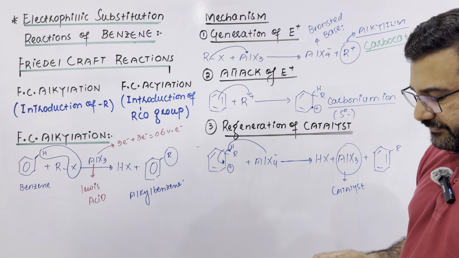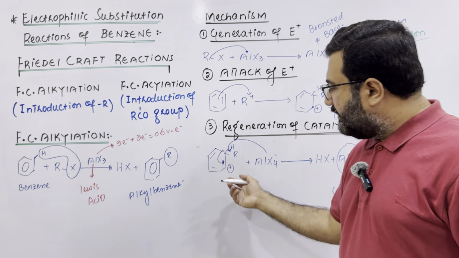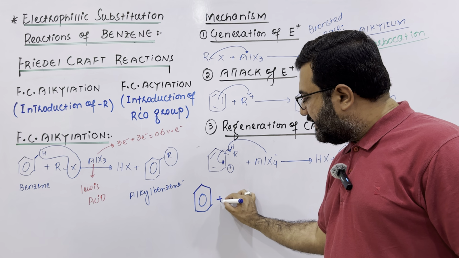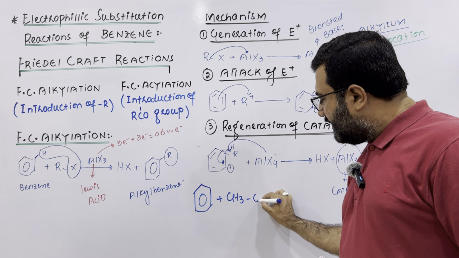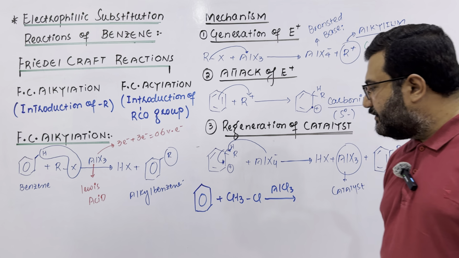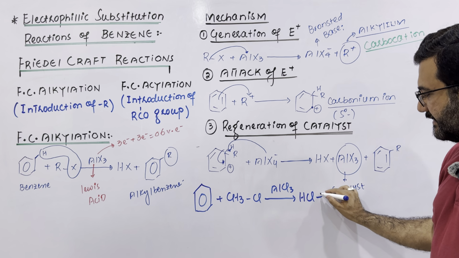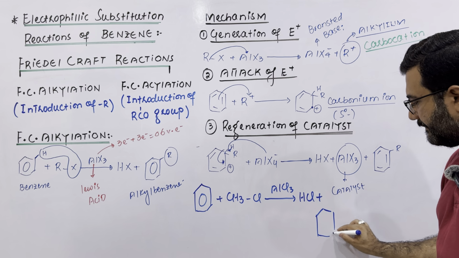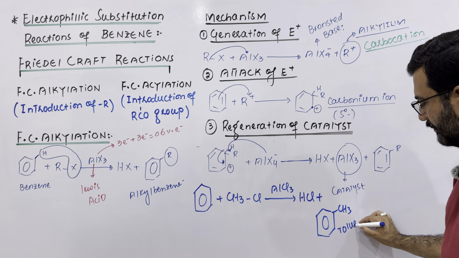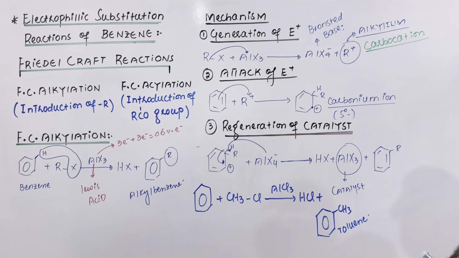Now, my dear students, if you want to quote some example of this reaction, that will be very simple. This is benzene, this one is methyl chloride. Just specify the halogen atoms and the alkyl groups in the presence of AlCl3. You will get HCl, and that is toluene or methylbenzene. So this is an example of the Friedel-Crafts alkylation.